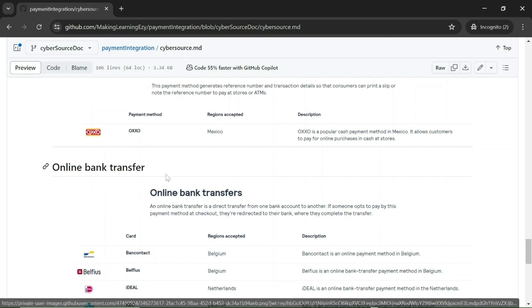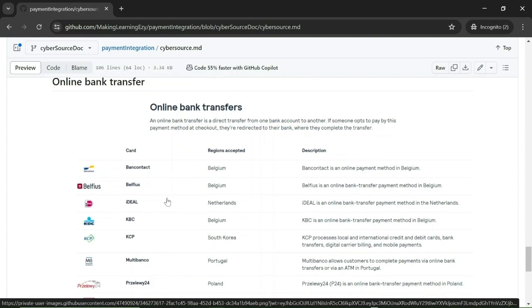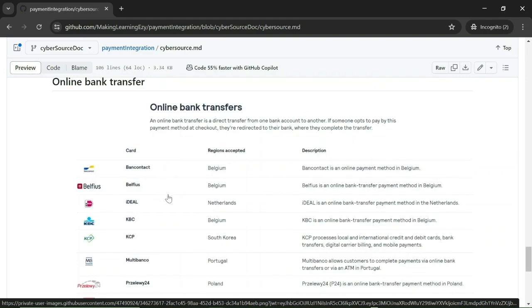Next one is online bank transfer. In online bank transfer, the customer is redirected to the bank website and the customer makes the payment there. There are multiple banks supported by CyberSource, and you can see the list here. Bancontact is supported in Belgium, Belfius in Belgium, iDEAL in the Netherlands. So you can see the list here. As per the need, you can give different bank transfer options to the customer.